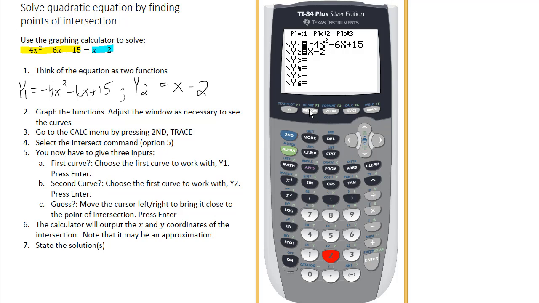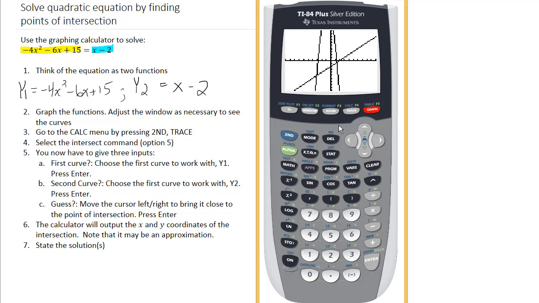Let me check my window just to see where I am. I'm in the standard window, negative 10, 10, 1, negative 10, 10, 1. So let me graph. I see a parabola opening down, and I see a line with a positive slope, as expected. And I see that there are 2 points of intersection. I see a point of intersection in quadrant 3, and I see a point of intersection in quadrant 4. So let's find those points of intersection.